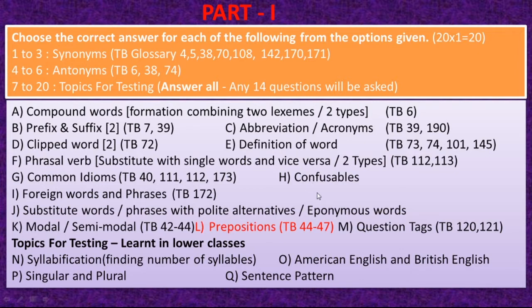The next one is confusables. Okay, confusables, which seem to have similar sounds but different meanings. Spellings are also different. That is what we call confusables. For example, buy, B-U-Y, which means to purchase something. And then there is the other one, B-Y, which is different. Okay, this is what you call the confusables. Sometimes there will be a question on it, sometimes there may not be.